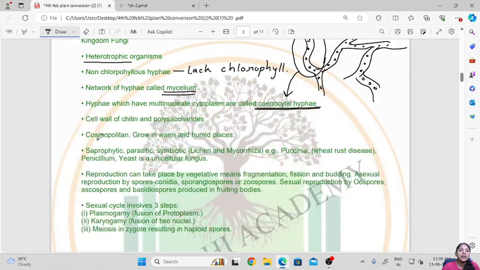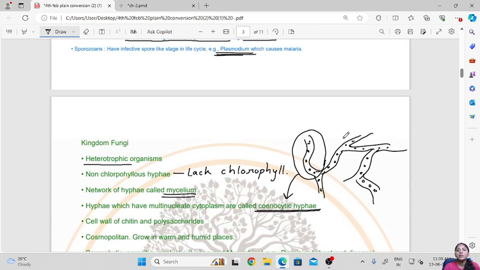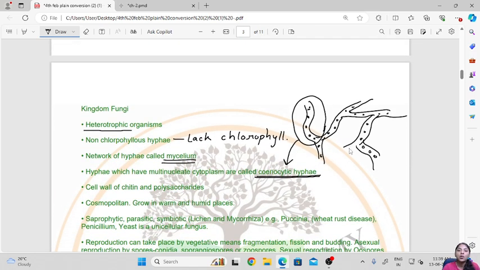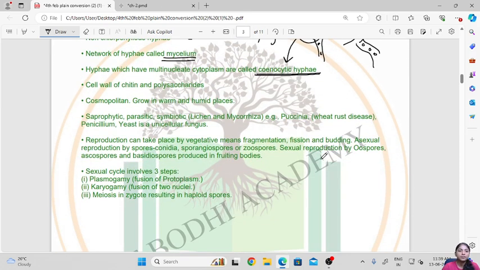Then the cell wall is made of chitin and polysaccharides. So the cell wall of these hyphae or this fungi is made up of chitin. Okay, so this cell wall is made up of chitin and polysaccharides. They are cosmopolitan, so they are found everywhere and they grow in warm and humid places. So these are the favorable conditions for these fungi to grow, the warm and humid places. Then they are saprophytic, feeding on dead and decaying matter, parasitic, then symbiotic.